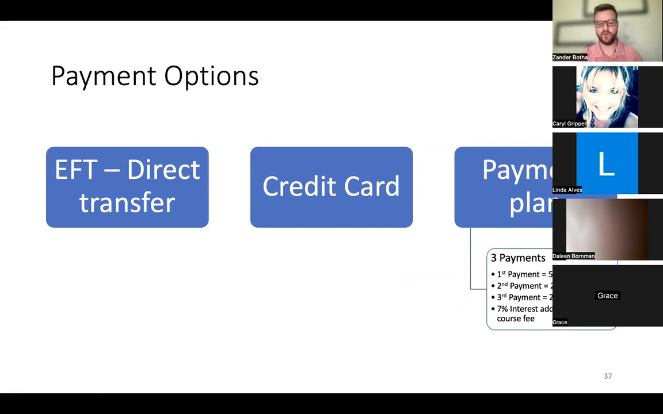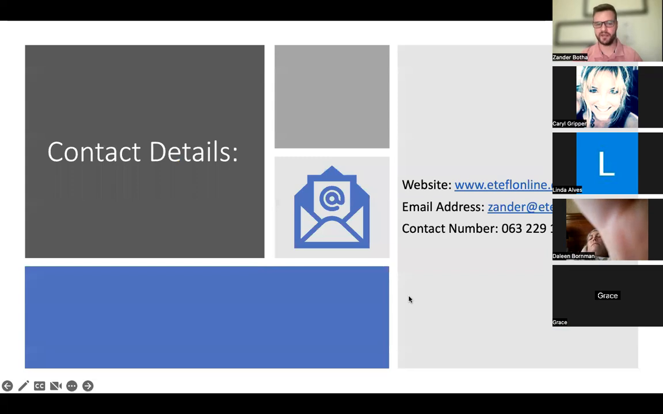Now we've got a few different payment methods for you to take advantage of. We've got EFT, we've got credit card, and then we also have a payment plan for those people who are maybe under financial pressure and want to buy your course and pay for it in 3 installments. So your first payment there would be 50%, second one 25%, and then your third payment another 25%, all 1 month after one another. And we do add a 7% interest on your course fee for that specific option, but we want to make sure you don't miss out on one of our courses because you can't pay the full amount in one go.